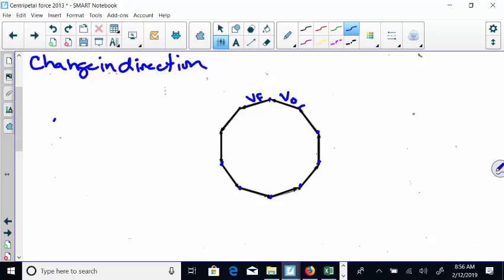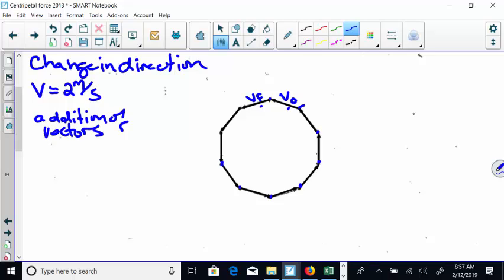Even though these two velocities, this one and this one, might have the same magnitude, they might both be 2 meters per second as their velocity, it's the change in direction that is the issue. And then this goes back into our addition of vectors, where how do I actually add vectors?